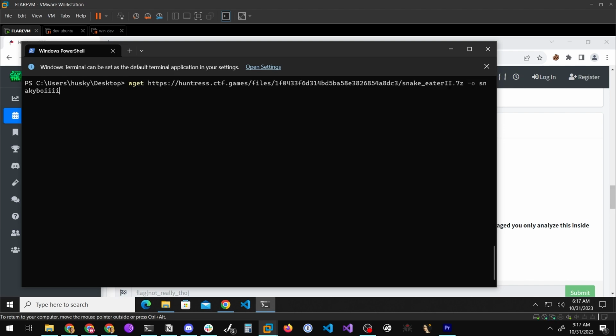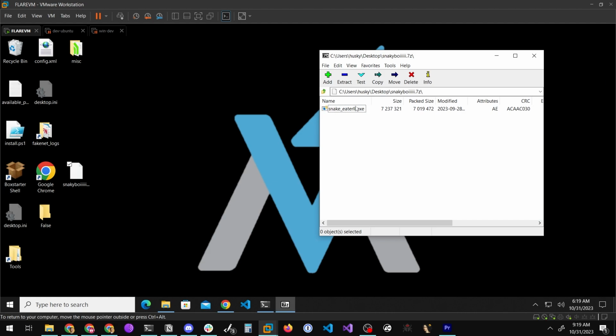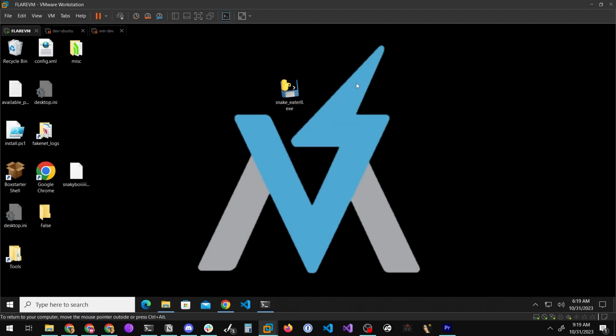Snakey boy .7zip. All right, so we've got snakeeater2.exe. Again, it is a PyInstaller file. We could tell that by the icon. So whereas Snake Eater 1 was about using procmon to identify a file write to the file system, and then the flag was the name of the file, so all you had to do was identify the fact that the file was being written somewhere to the file system, and you got the flag. Snake Eater 2 kicks that up a notch.